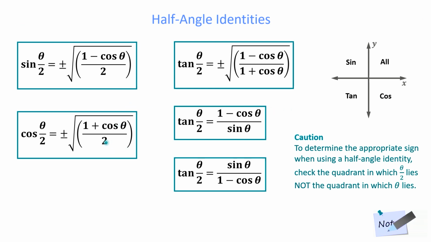Say I wanted to determine whether to use the positive or the negative for this identity. So we're looking at the cosine function, and we want to know which quadrant theta over 2 lies in. If theta over 2 was to lie in, say, the fourth quadrant, we can see that the cosine function here is positive, so we'd use the positive. Now, if theta over 2 lied in the second quadrant, only the sine function is positive, so the cosine function here is going to be negative. So I want the negative of this half angle identity. Please be sure to make a note of this.